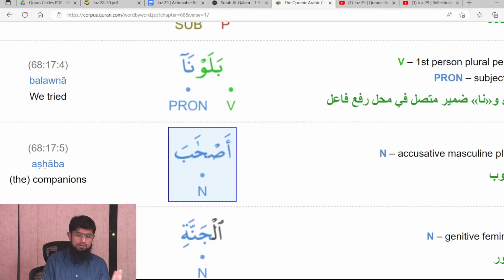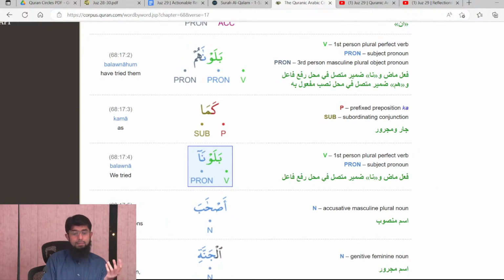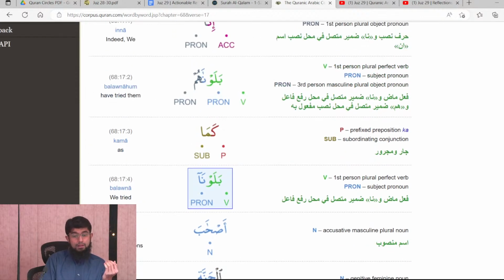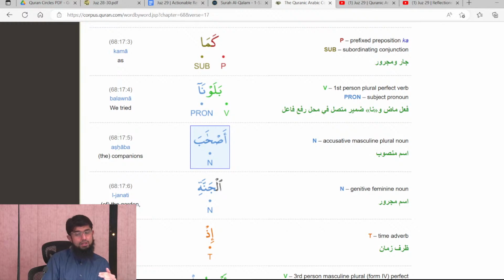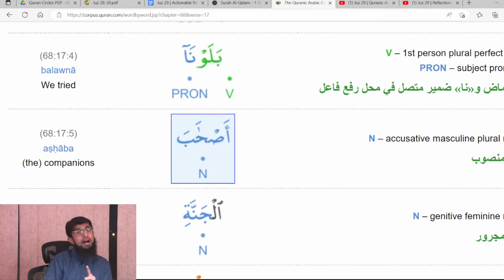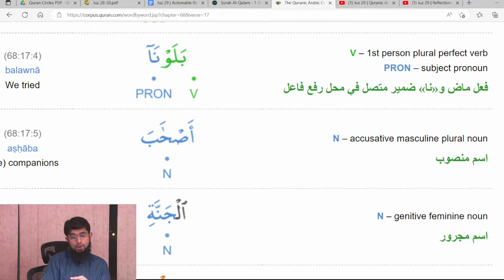So actually we haven't started this yet, but anyway, balawnahum, we have tested. Who is the object here? Them, whom. Now here the object is separately mentioned. We have tested who? Ashab al-jannati. Why is it ashaba? What is the role here? The role is mansub, or accusative, because it's an object. Usually the mansub ends with a fatha. So that's why ashaba.